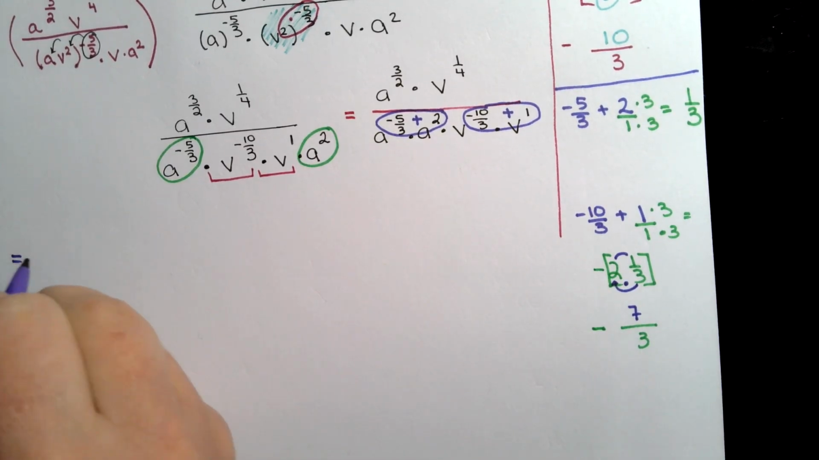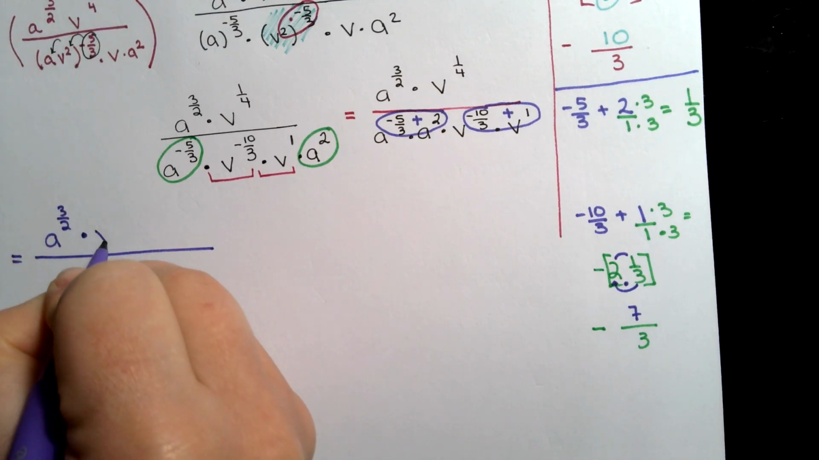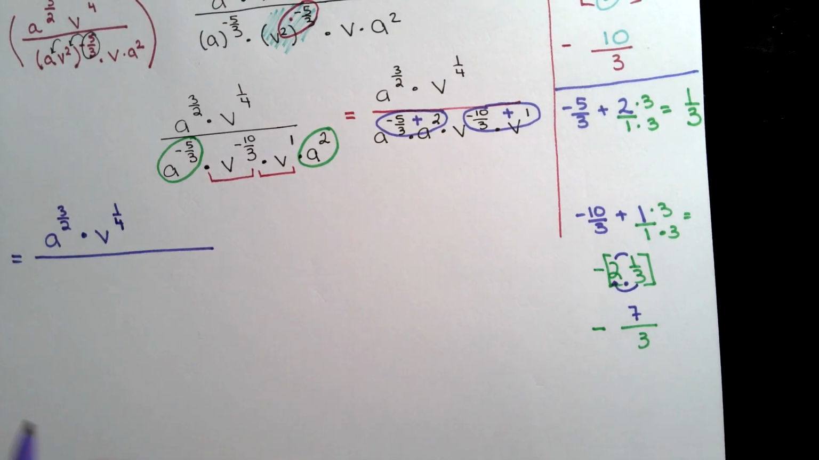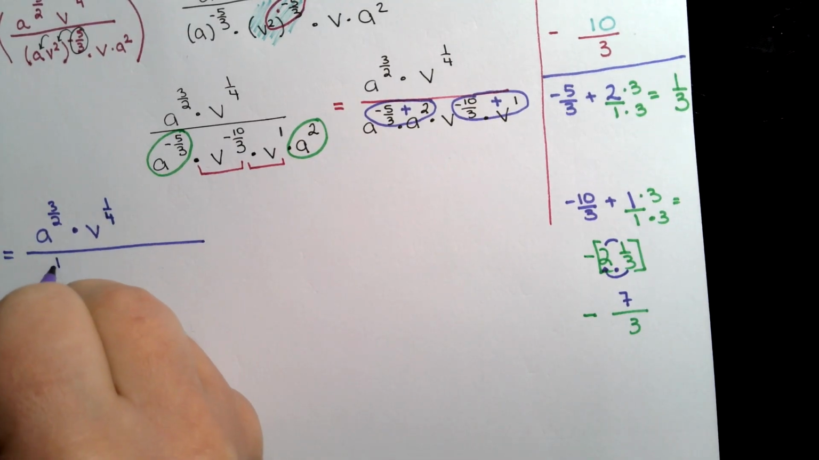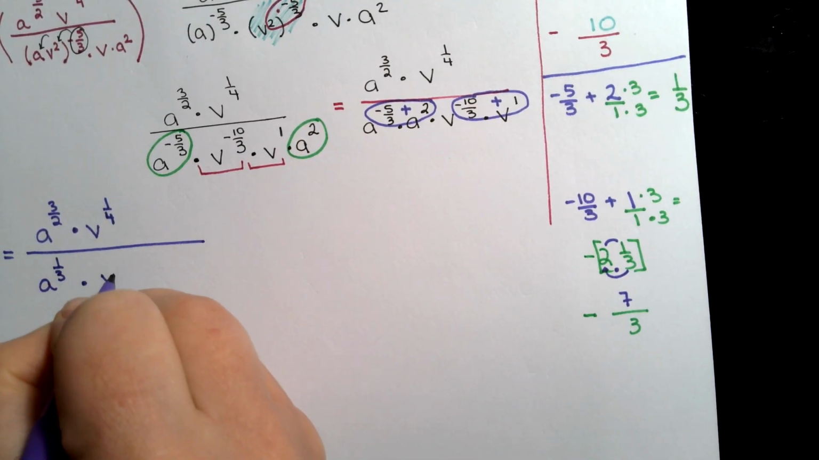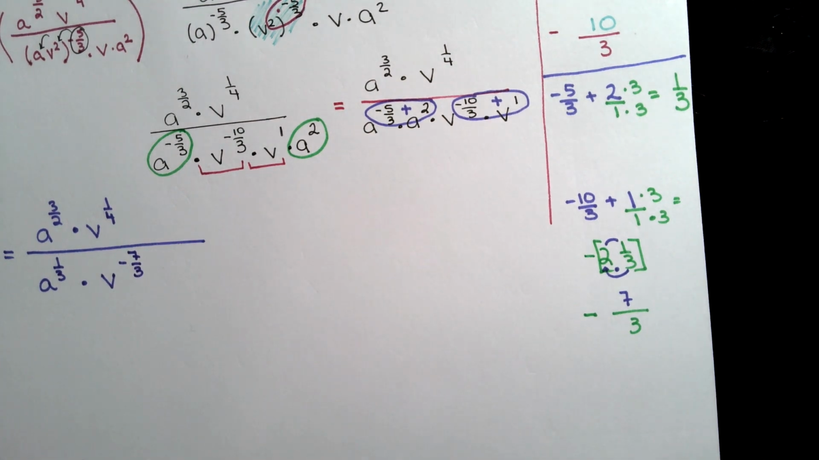So what do we have in our numerator? In our numerator, we have a to the 3/2, v to the 1/4. In our denominators now, be careful. a is now to the power of 1/3. v is now to the power of negative 7/3. Alrighty.